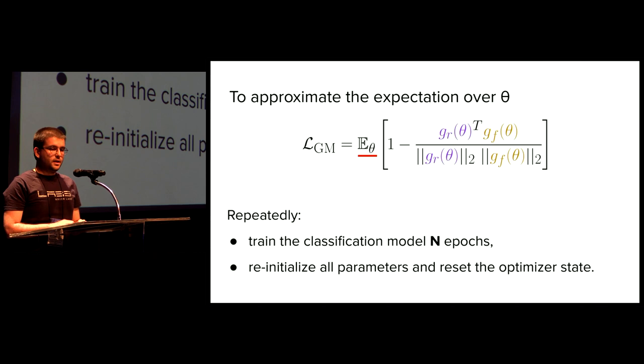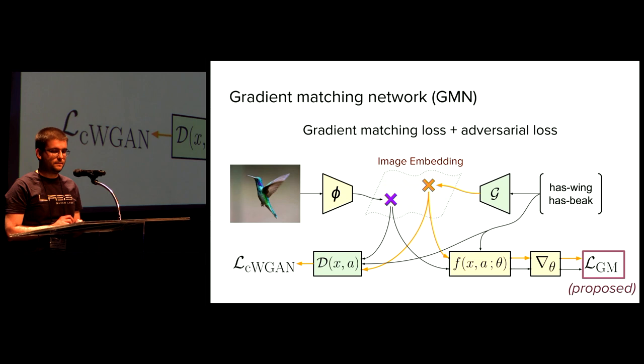Since we define the gradient matching loss as the expected cosine distance over the parameters theta, in order to approximate the expectation over theta, we repeatedly train the classification model for N epochs and then reset the optimizer state and randomly shuffle the parameters of the classification model. We refer to a gradient matching network as a network that optimizes the combination of the gradient matching loss and an adversarial loss, which in our case is the Wasserstein distance with a gradient penalty term.